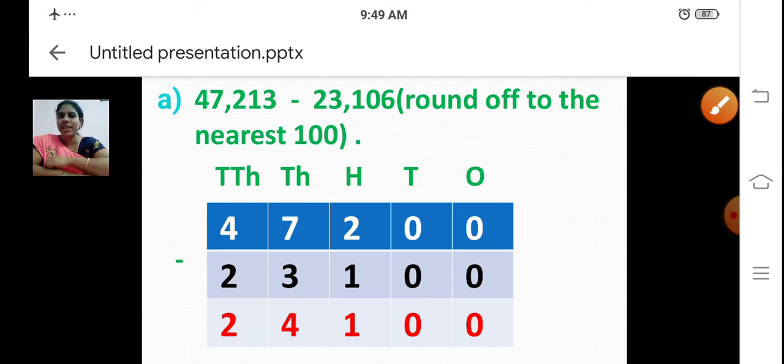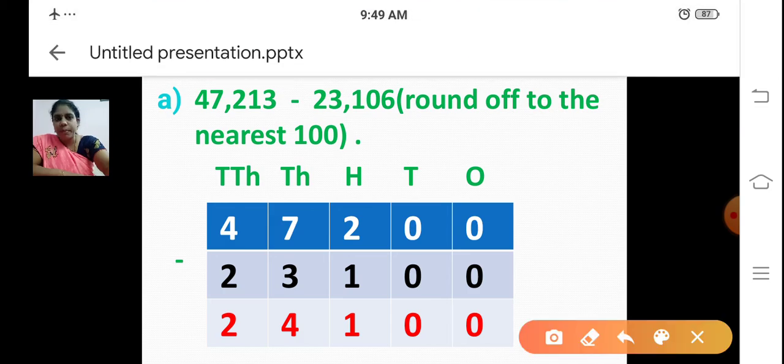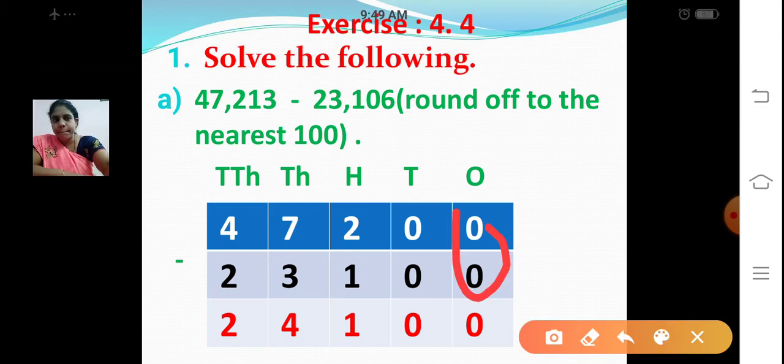Now what we have to do? We have to subtract these two numbers. Yes. So start from the ones place. 0 minus 0, 0. Now let's move on to the tens place. 0 minus 0 again, 0. Now move on to the hundreds place. 200 minus 100. 2 minus 1 is 1, so write it down, 100.